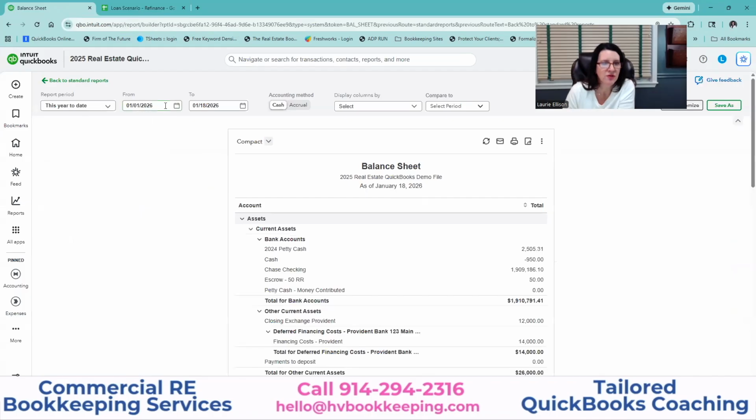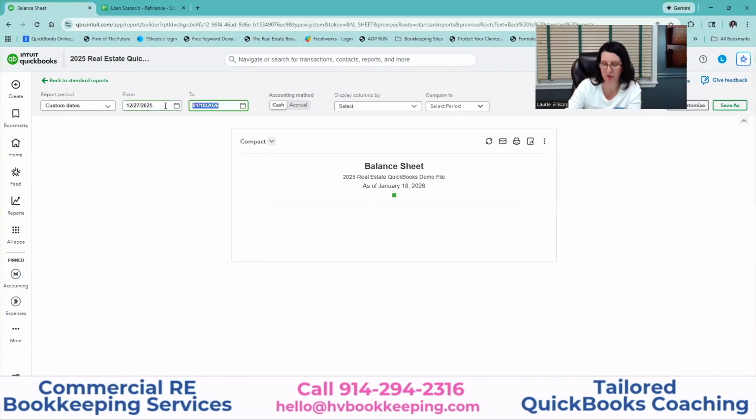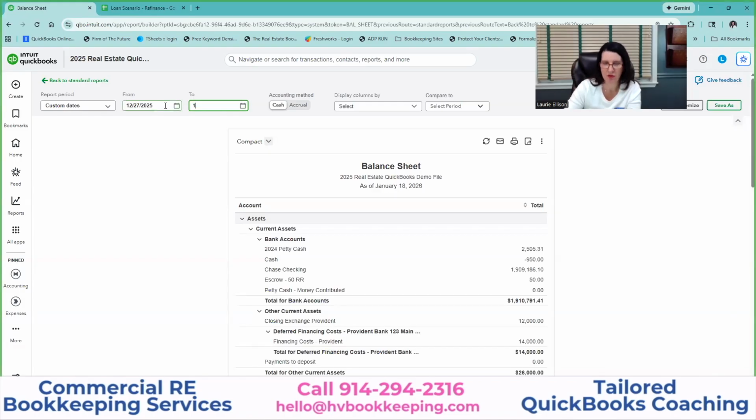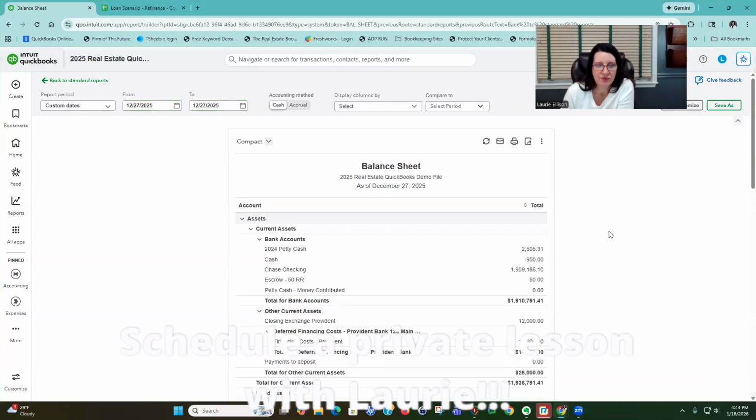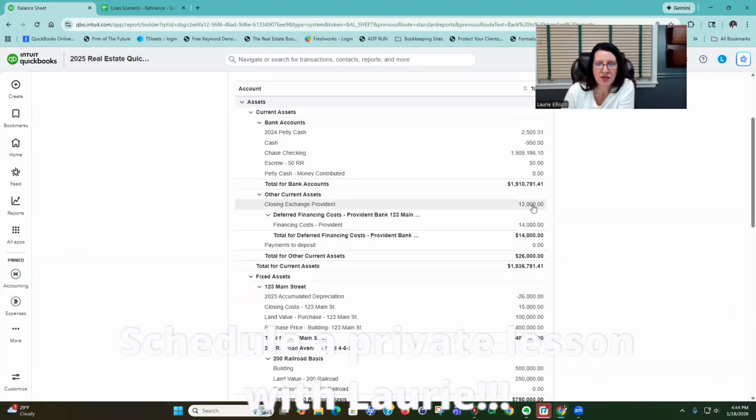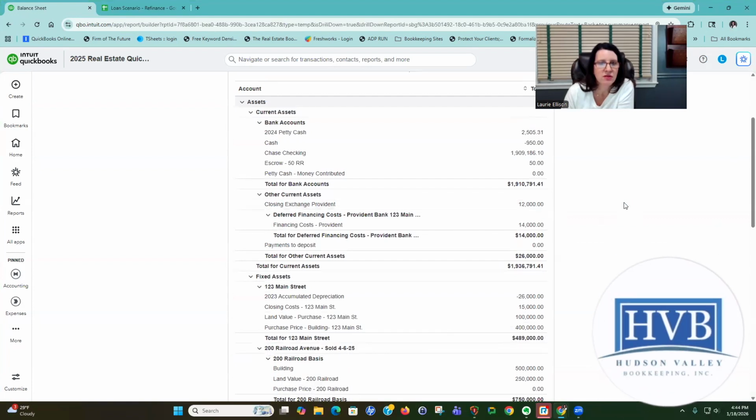And I'm going to do it as of 12/27, because that is when this loan happened. Let's see what's going on. Okay, all we care about is, look, I have $12,000 left. So I have a problem. This is correct. I have 14,000 in my financing costs at Provident, right?